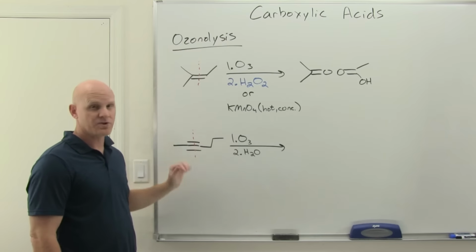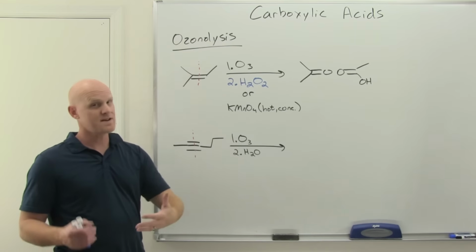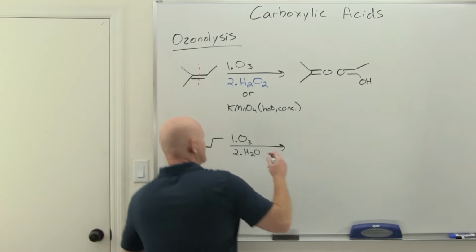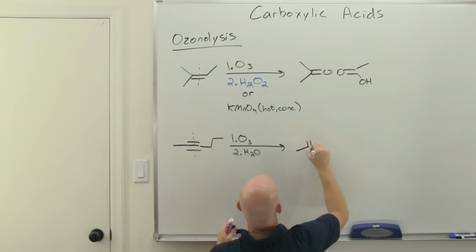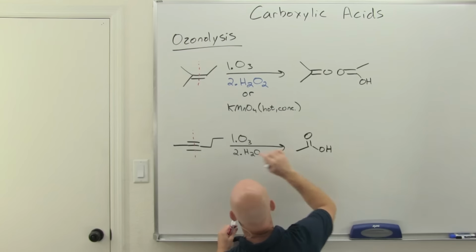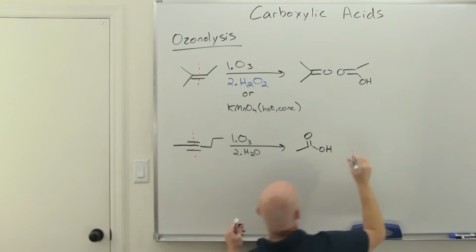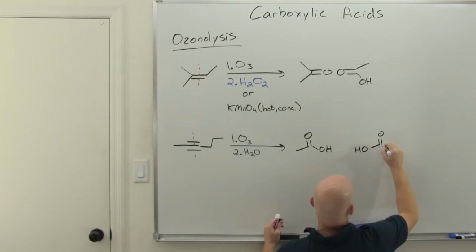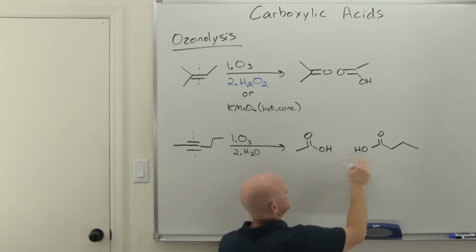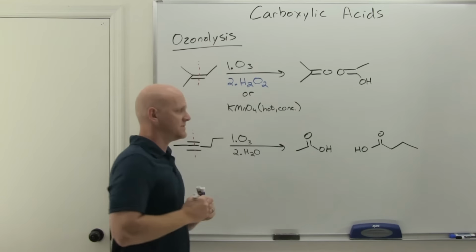If this thing were symmetrical, it would just be 2 equivalents of the same carboxylic acid. But in this case, it'll be 2 different carboxylic acids, being asymmetric. We've got 2 carbons on this side, so that's a 2 carbon carboxylic acid. And here we've got 1, 2, 3, 4 carbons on this side. So there's 1, 2, 3, 4 carbons, and there's our 2 carboxylic acids.